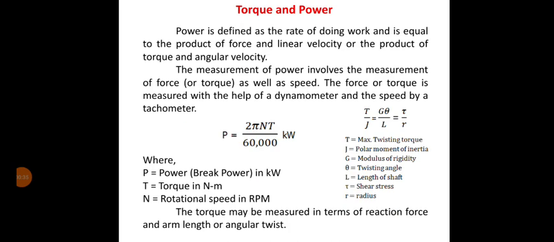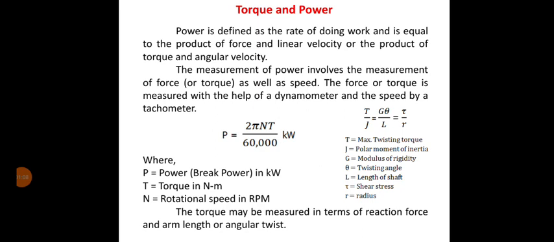First we are going to discuss torque and power. Power is defined as the rate of doing work, and it is equal to the product of force and linear velocity, or the product of torque and angular velocity. So the measurement of power involves the measurement of force or torque. Here the force or torque is measured with the help of a dynamometer and the speed with a tachometer. Torque is nothing but the twisting moment or turning moment of the shaft.